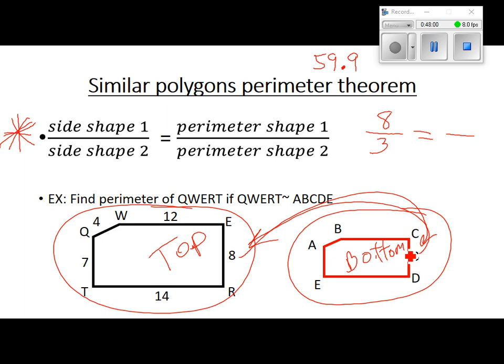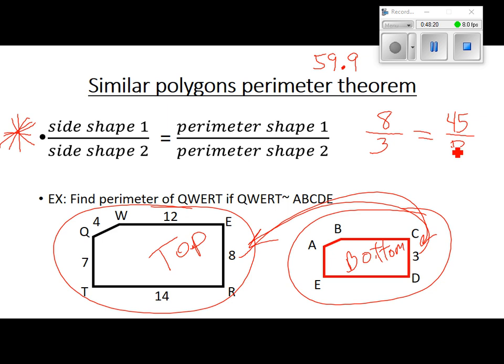Where's your calculator at? So 45 goes on top. On bottom. Put a P, something like that. What's the P stand for? Perimeter. So it's perimeter of the other shape.